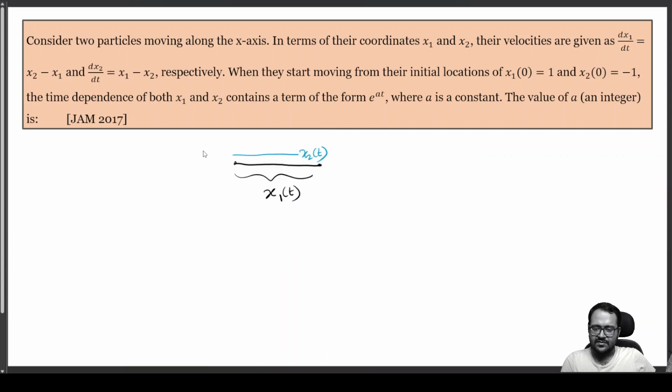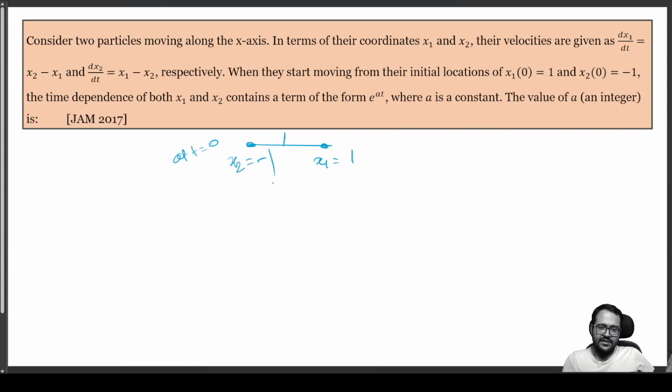So these are the positions of two different particles. Initially, the first particle was at 1 and the second particle was at -1, so x1 at t equals 0 is 1. The time dependence of both x1 and x2 contained a term in the form of e to the power at, where a is a constant. The value of a is?